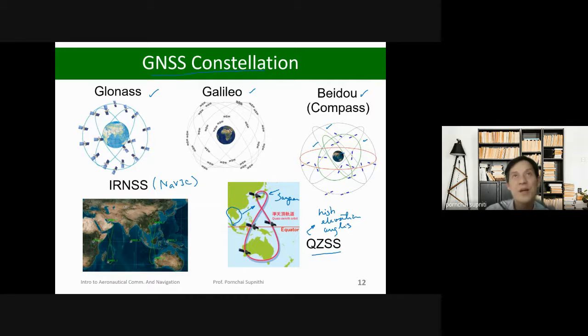So if there are only a few satellites and they travel across the sky with relatively low elevation angles, the users cannot receive the signals that well. So in Japan, QZSS is designed so that when it passes overhead of big cities, it passes with high elevation angles, so users can receive the signal well. So different systems have different designs.